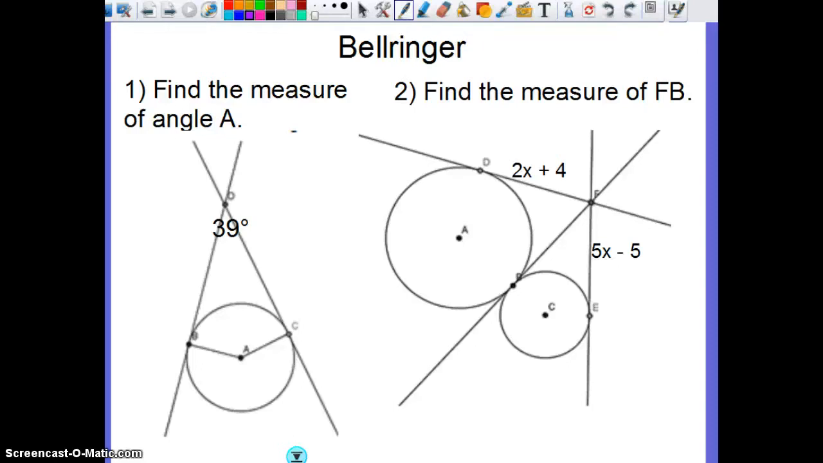Hello, applied geometry. This is your lesson on arcs and chords.